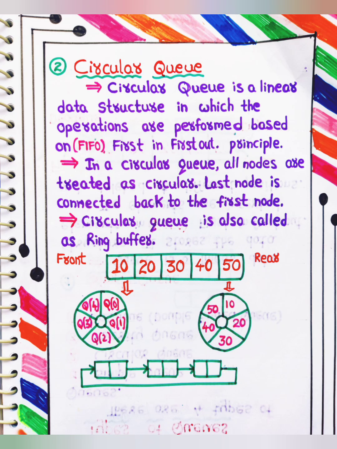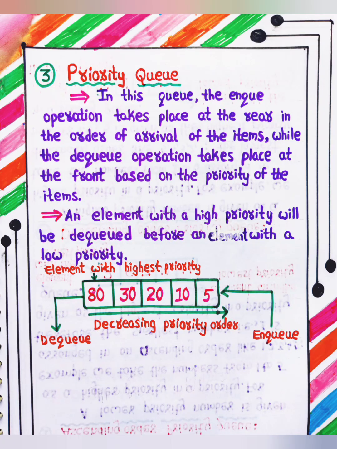Second one, circular queue. Circular queue is a linear data structure in which the operations are performed based on FIFO, first in, first out principle. In a circular queue, all nodes are treated as circular. Last node is connected back to the first node. Circular queue is also called as ring buffer.